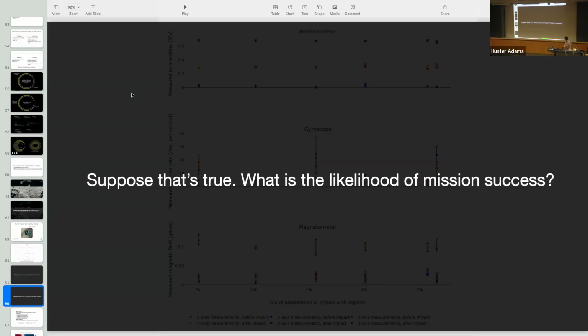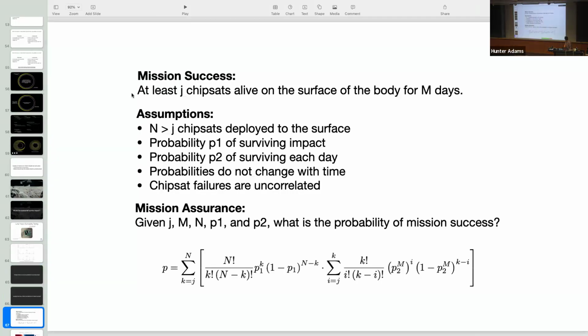And suppose that's true, then how would you design a mission here? And so how do you think about a mission involving these things on the surface of, say, the moon? I think you could articulate mission success as being at least some number J of chipsats surviving on the surface of the body for some number M days. You figure out for whatever it is that you're trying to do, how many chipsats do I need to do it, and how long do I need for them to be alive and gathering data and communicating and so forth. And then you write down a bunch of numbers, right?